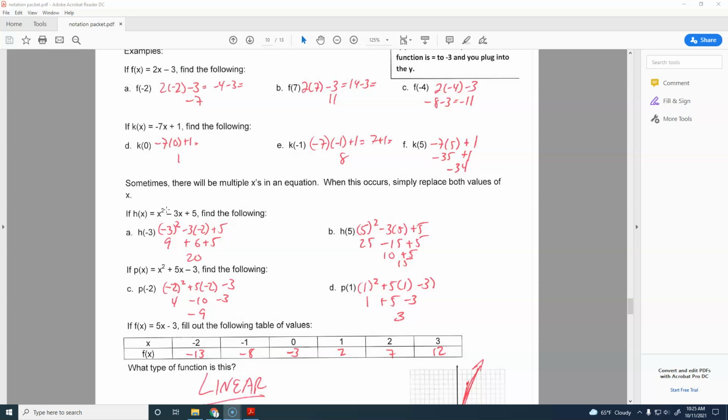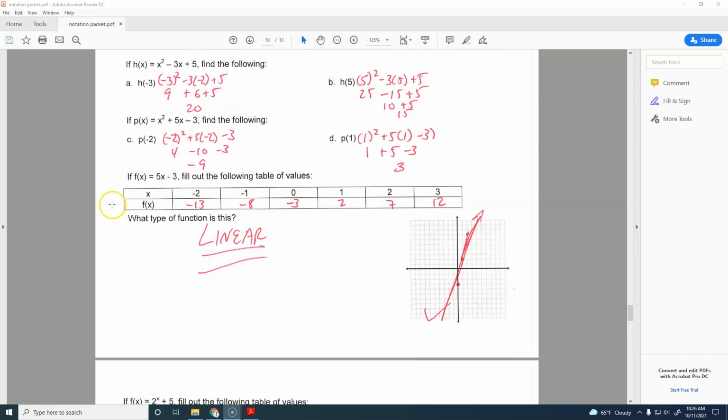So on these, Peyton, Vince, you guys were out. All you're doing here is asking f of -2. So you're taking -2, you're plugging it in for your x, just like we were doing on the IXL. So 2 times -2 minus 3. 2 times -2 is -4. -4 minus 3 is -7. So you're just plugging those numbers in for these. Okay, questions?